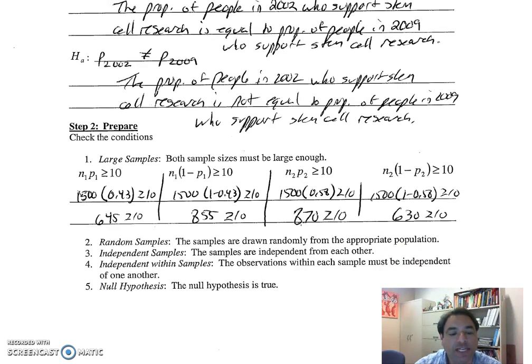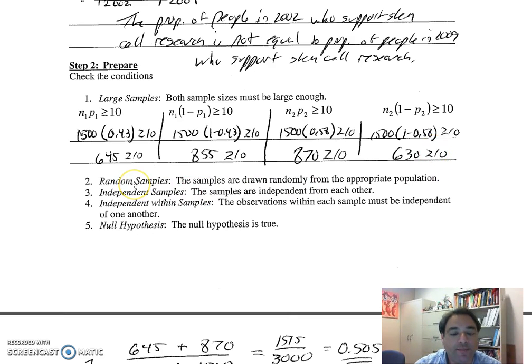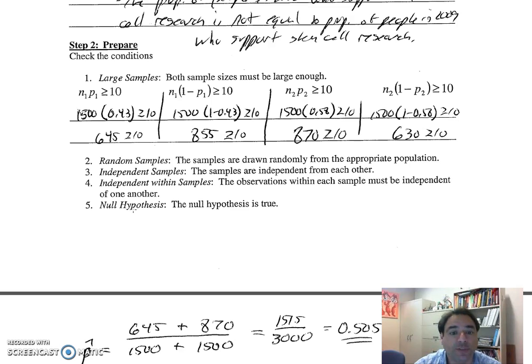Now we're going to check our conditions. And again, because we have two groups, it's a little bit longer. So we have to check the first n with the first p. 1,500 times 0.43 is 645. That's greater than or equal to 10. 1,500 times 1 minus 0.43 is 855. That is greater than or equal to 10. Then we have to check the second group. 1,500 times 0.58 is 870. That's greater than or equal to 10. And 1,500 times 1 minus 0.58 is 630. That is greater than or equal to 10. The two groups are random. They're independent from each other. Independent within samples. We didn't have the same person twice within a group. And the null hypothesis is assumed to be true.